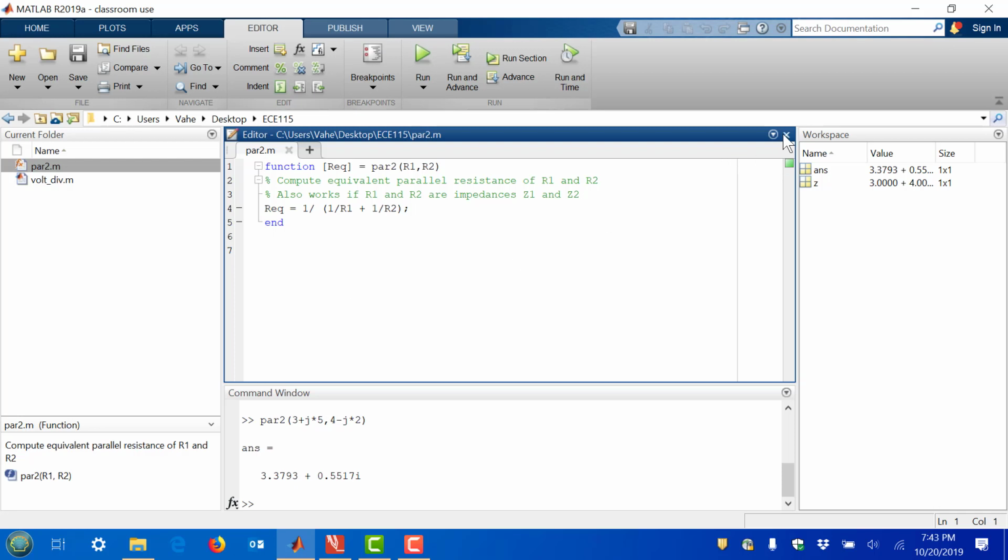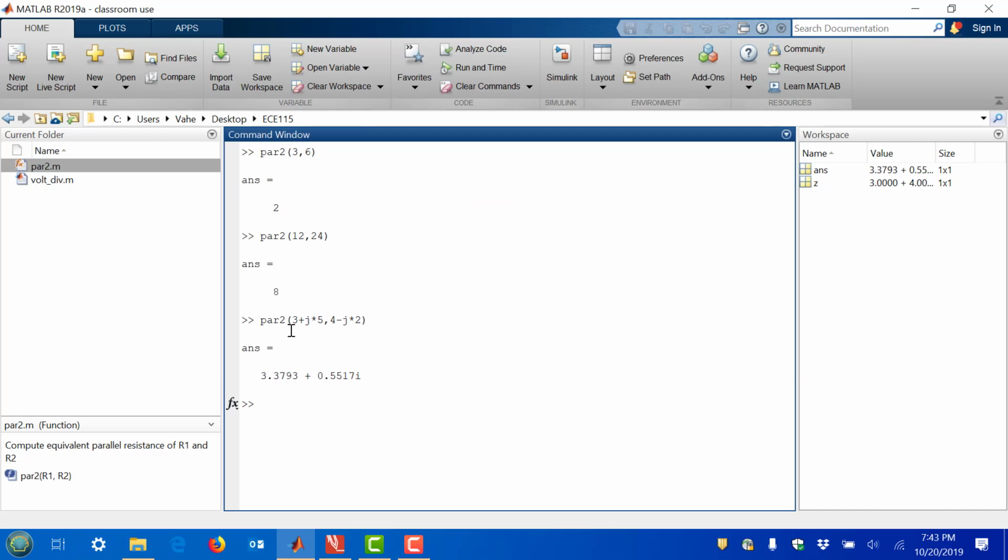Now, there's another thing about functions. Once you define a function like par2, it's available not only through this interface that I'm seeing, but I can also put it inside another script or inside another function. So a function can refer to another function. Just to show you, let's say I wanted to take the parallel combination of 3 resistors. Let's say I had a 3 ohm, 6 ohm, and a 2 ohm.